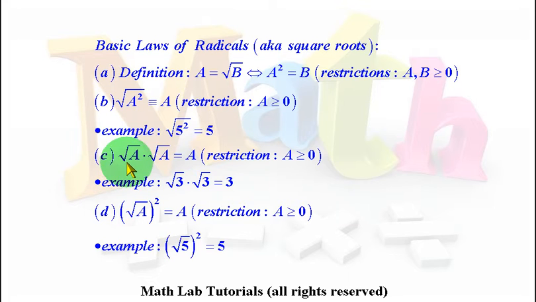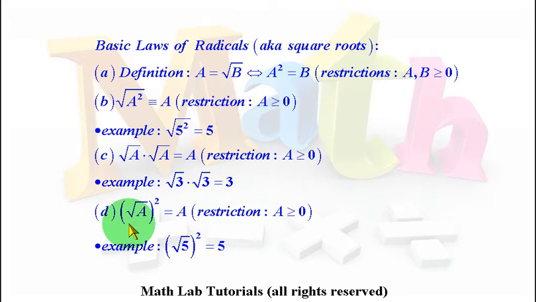C, when you have root A dot root A, you get A exactly. So root A dot root A is identically equal to A. Again, the restriction, the argument has to be greater than or equal to 0. An example, root 3 dot root 3 is equal to 3.